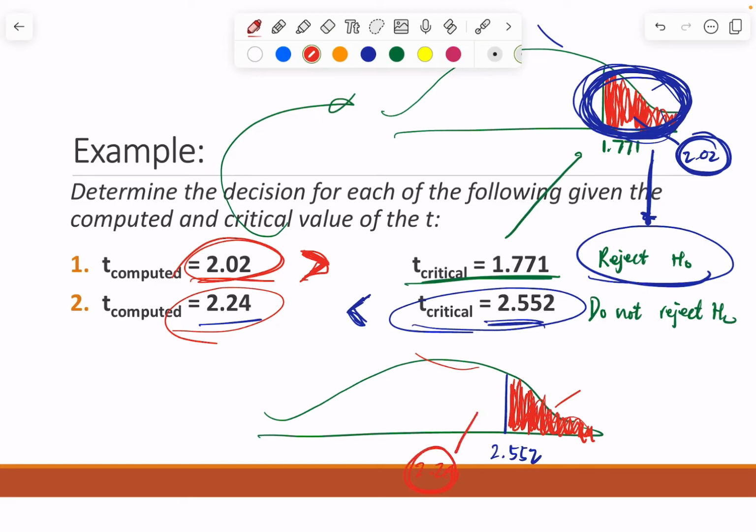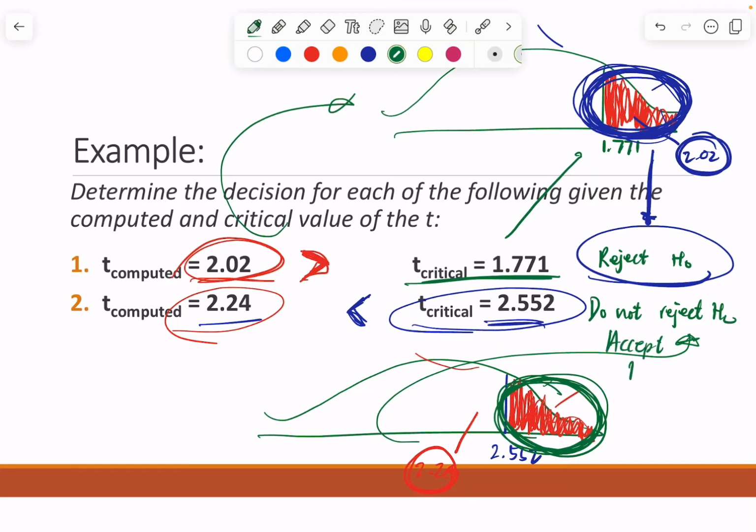Does it fall in the rejection region? It did not fall in the rejection region, so what we will do is do not reject the null hypothesis, or we accept the null hypothesis. So this is the decision making when it comes to rejecting or accepting your null hypothesis. This is somehow the same with the z-test. They are the same.